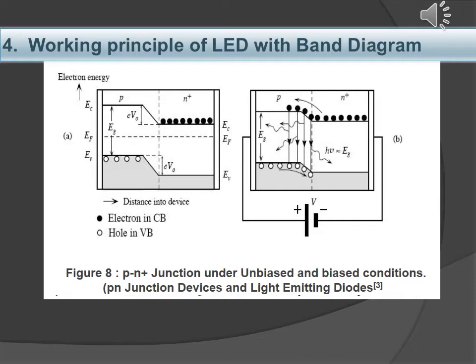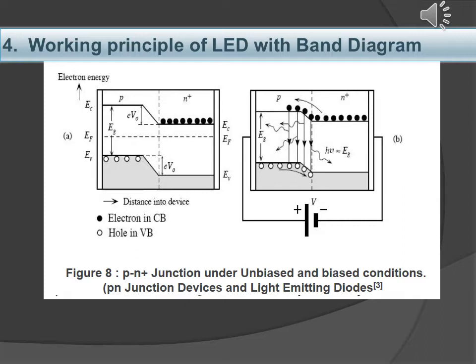In this situation, the majority carriers become minority carriers. The minority carrier injection will be larger than the minority carriers. Minority carriers will diffuse and recombine with the majority carriers. For example, the electrons as minority carriers in the p region will recombine with the holes, which are the majority carrier in the p region. The recombination causes light to be emitted.